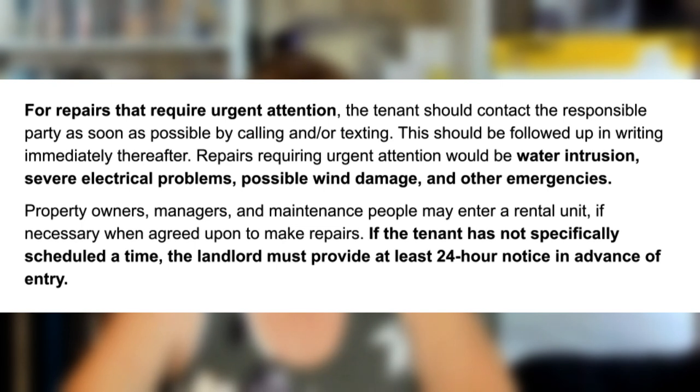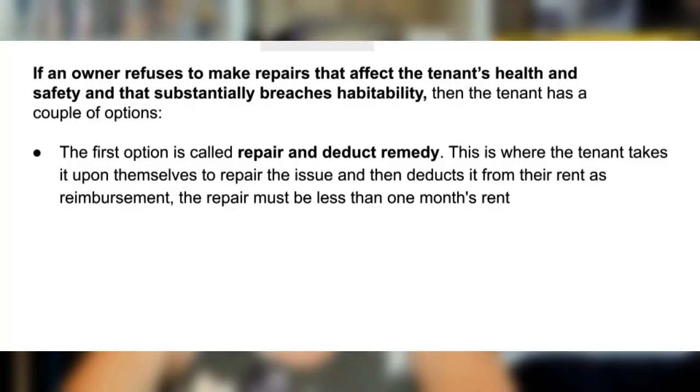If the tenant has not specifically scheduled a time, the landlord must provide at least 24-hour notice in advance of entry in writing. If an owner refuses to make repairs, tenants have a couple of options. The first option is called repair and deduct, where the tenant takes upon themselves to repair an issue and then deducts it from their rent as reimbursement. Repair must be less than 1 month's rent.